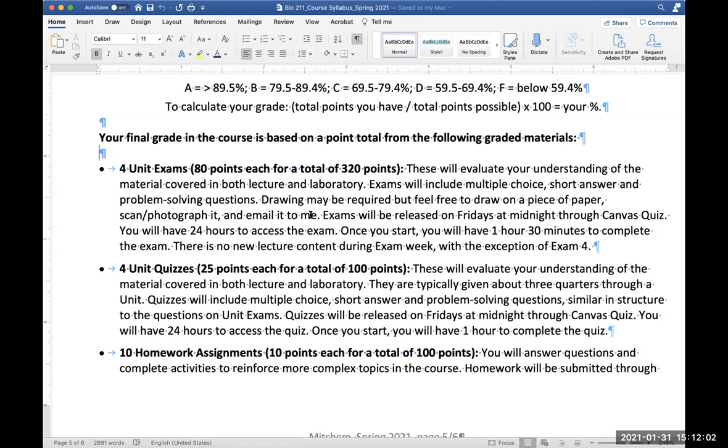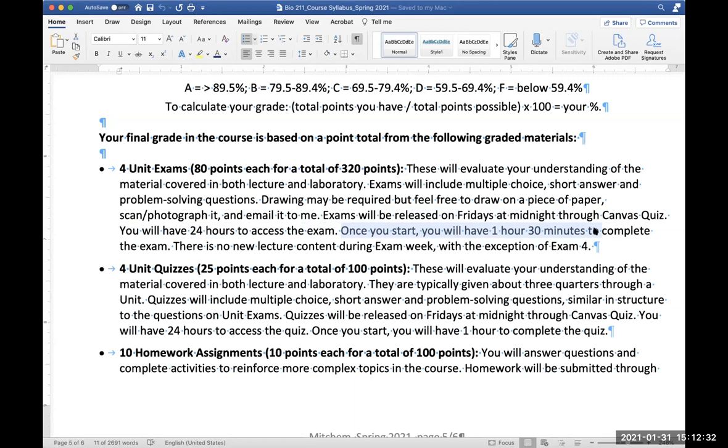But your window for exams is from midnight on Fridays until 11:59 p.m. on that Friday. So you have 24 hours to access the exam, but once you start, you will be timed at 1 hour, 30 minutes, 90 minutes. There's no way to pause the timer on Canvas for a quiz or exam. So please be ready to go when you start it.